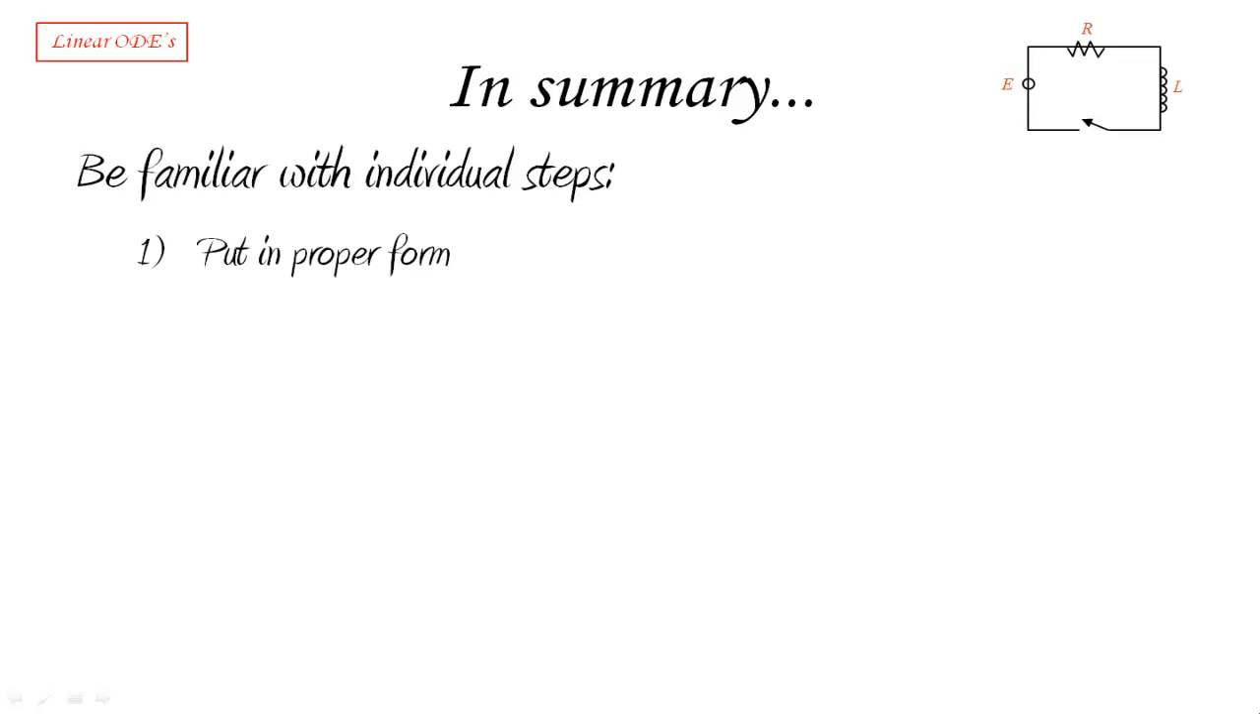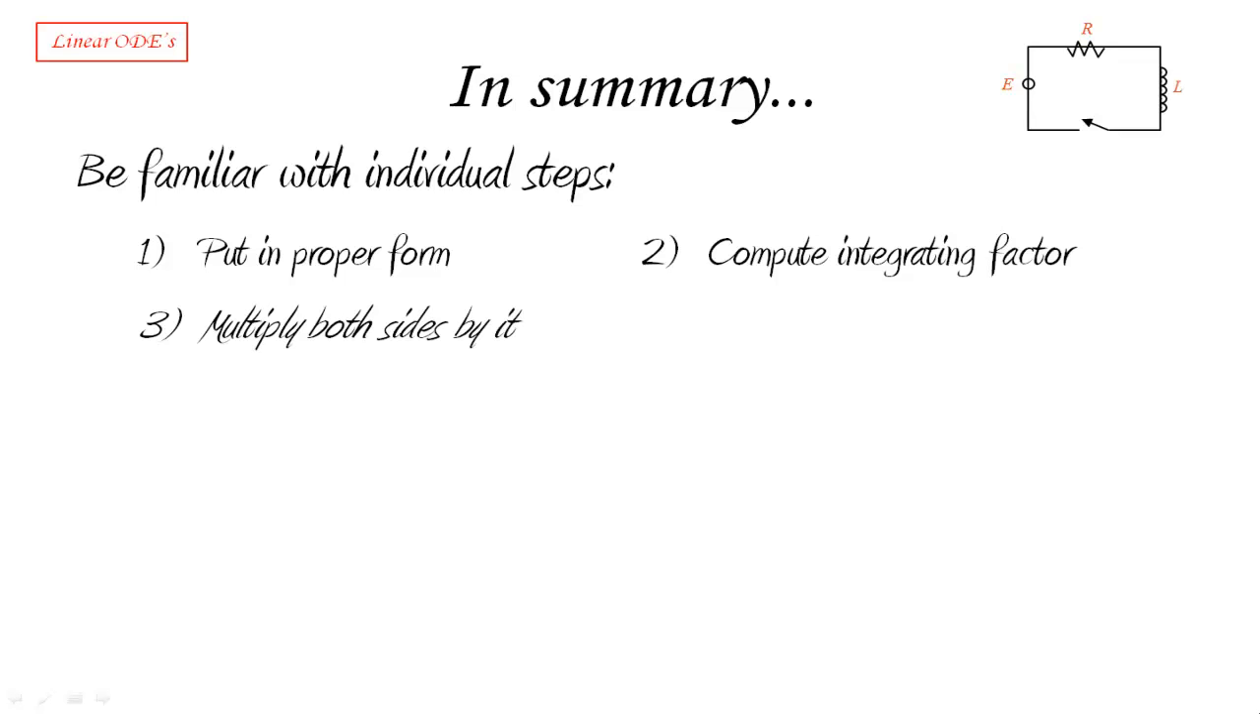First of all, you want to put it in the proper form. Remember, that has to be y prime plus some function of x times y equals some possibly other function of x. Then the second thing is we need to compute the integrating factor. We're not going to do anything without it. And remember, the integrating factor is e to the power of the integral of the coefficient of y.